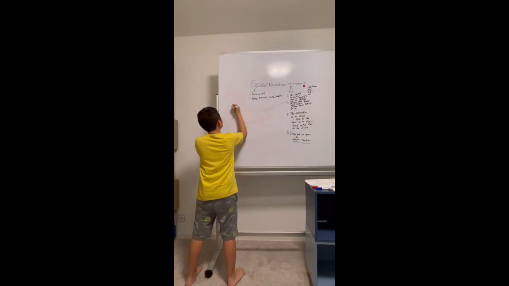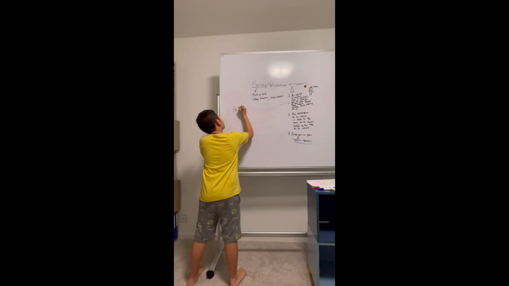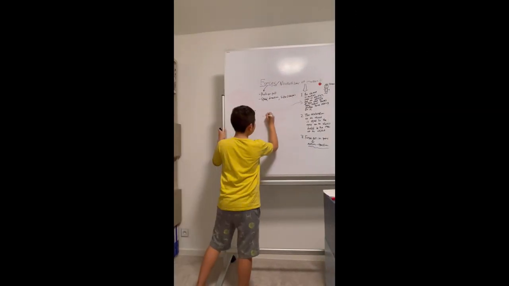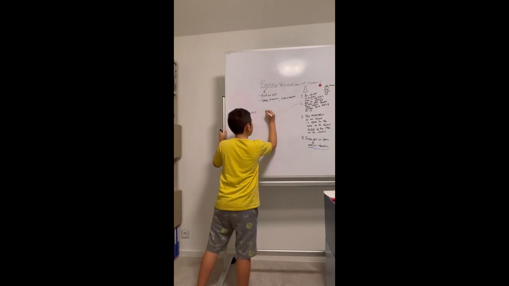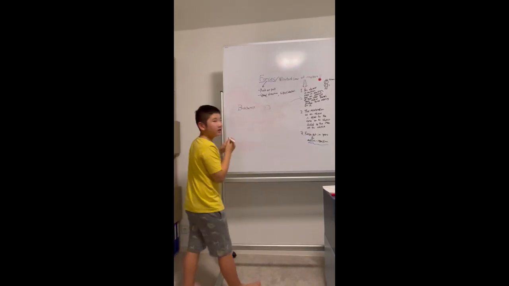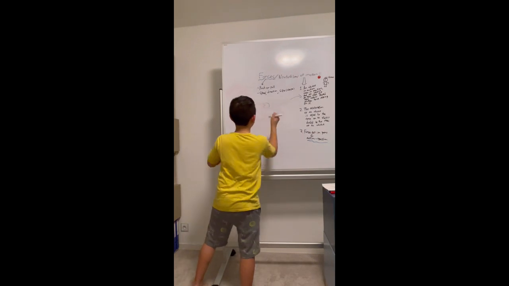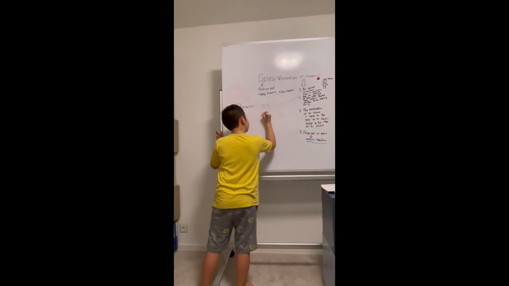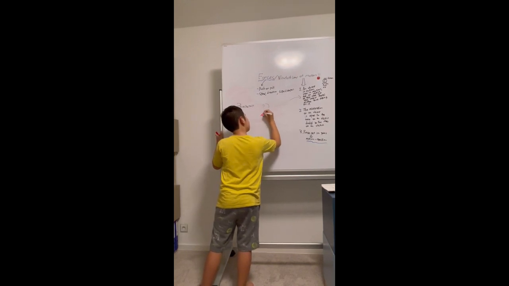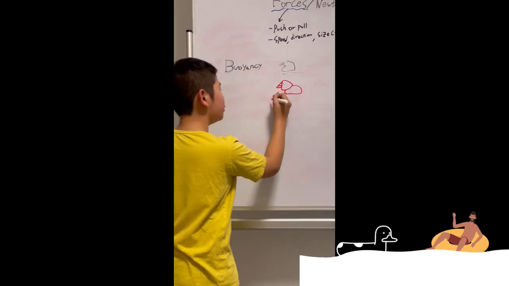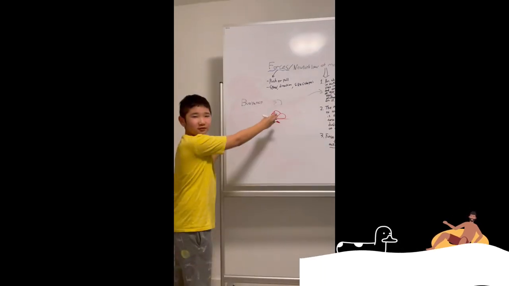Let me try black. Buoyancy. Buoyancy is like floating on the water. There's a rubber duck. I'm just gonna draw it again here. Let's say this is a rubber duck, like when you're playing on a tube.